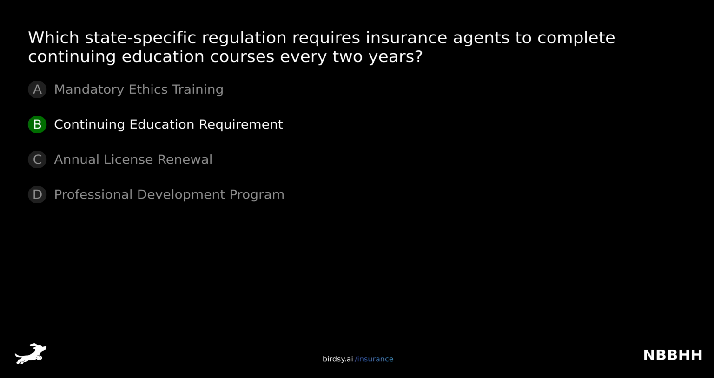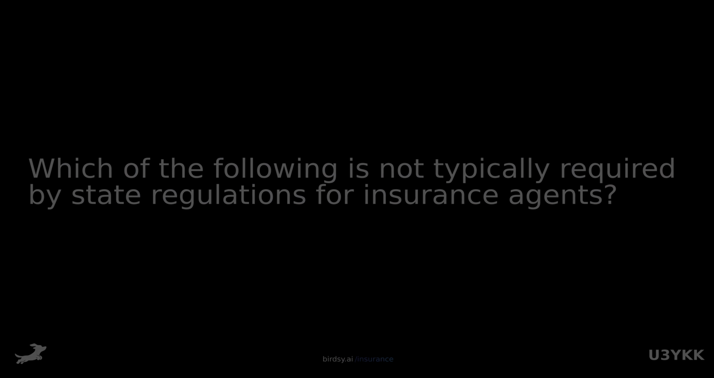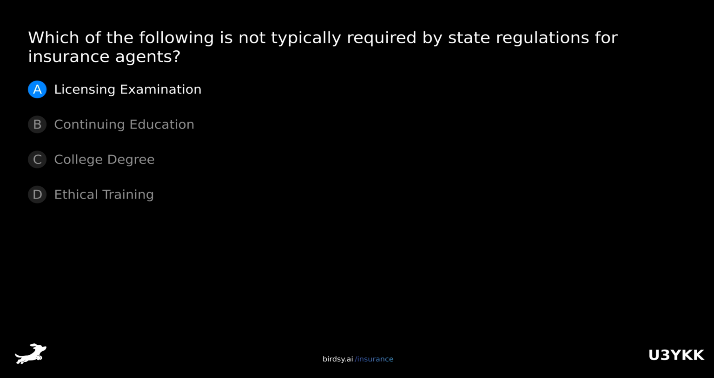The answer is B, continuing education requirement. Many states mandate that insurance agents complete continuing education to maintain their licenses. This ensures agents stay informed about industry changes and ethical practices. Which of the following is not typically required by state regulations for insurance agents? Is it A, licensing examination, B, continuing education, C, college degree, or D, ethical training?